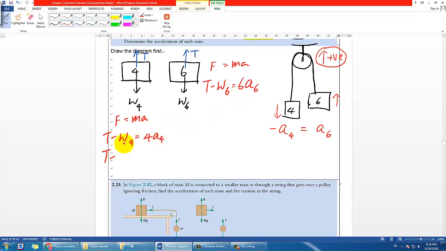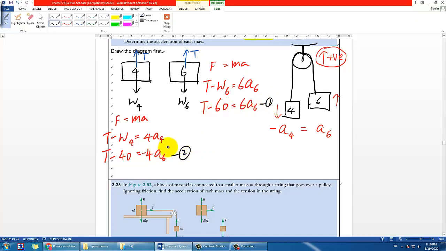Actually it will be 40 for the weight if we take g as 10. And for a for this one, we can change it to a6 by putting a negative to it, and so we can eliminate one of the unknowns. And here we can keep it as 60 and keep it as a6. So we have two equations, equation 1 and equation 2.